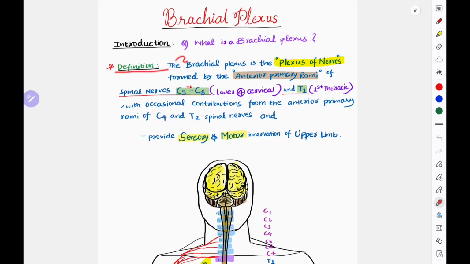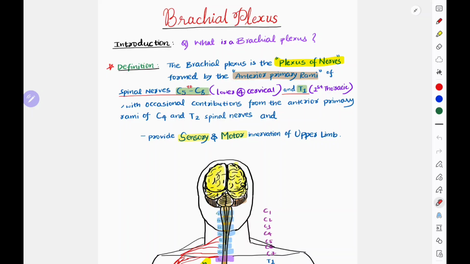So first of all, the definition. The brachial plexus is the plexus of nerves. A plexus is a network of nerves formed by the anterior primary rami of spinal nerves C5, C6, C7, C8 and T1. So this is the network of nerves formed by the anterior primary rami. We'll discuss what this primary ramus is in a diagram drawn below.